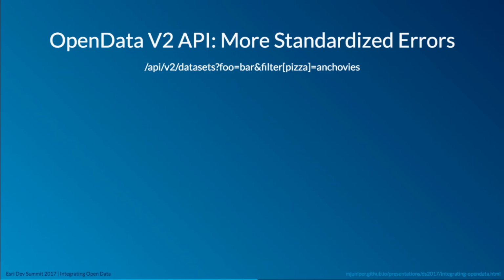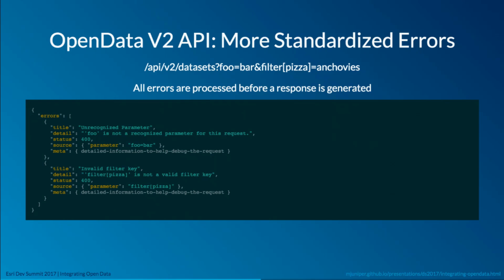If you have multiple query parameters that don't make sense, foo equals bar and filter for pizza equals anchovies, it'll process all the errors before returning a response. So in this case, it actually returned 2 errors. So you don't end up in the situation where you're building out a request and you've made maybe 3 errors in it, and you resolve one, and then you get another error message and you resolve another one. This tells you up front, here are all the things that went wrong, and it'll try to guide you in the right direction.